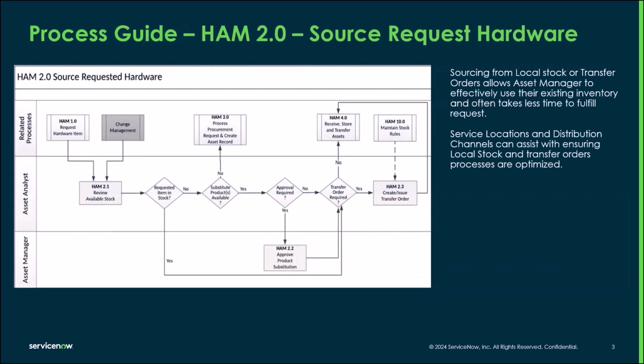The Hardware Asset Management Process Guide outlines the steps required to source hardware requests. The source request feature is designed to follow these steps in the process. Sourcing from local stock or transfer orders allows asset managers to effectively use their existing inventory and often takes less time to fulfill. Service locations and distribution channels can also assist with ensuring local stock and transfer order processes are optimized.